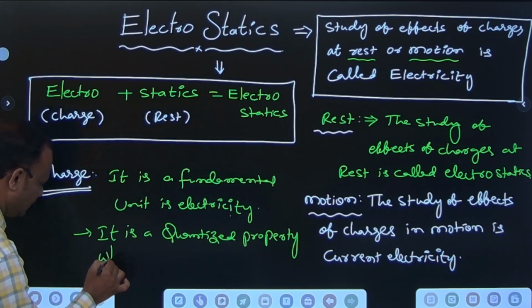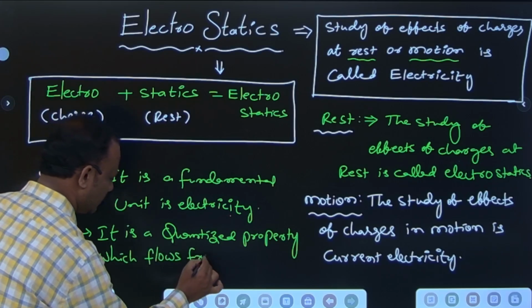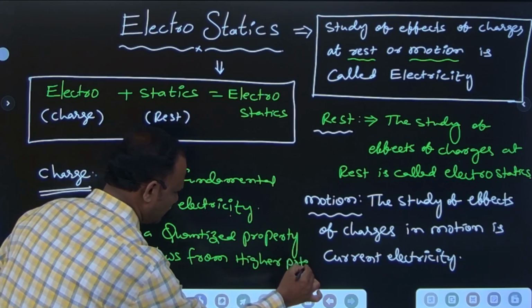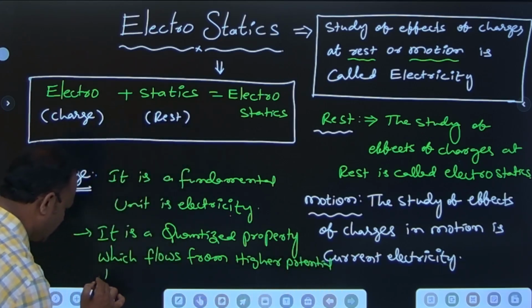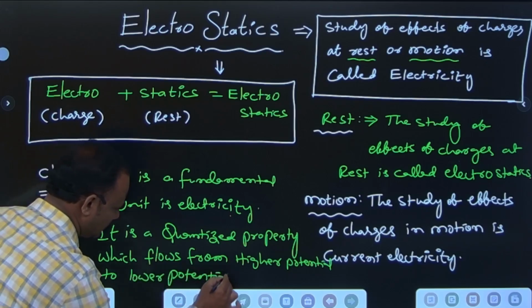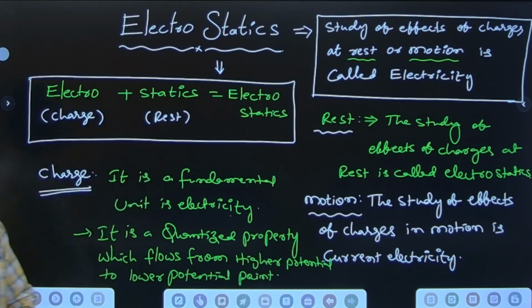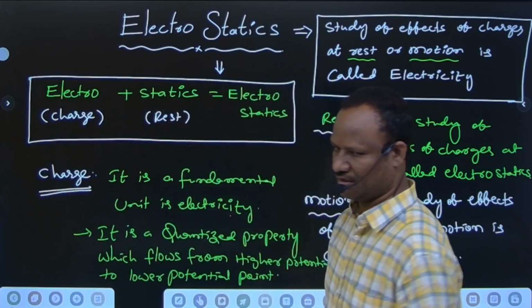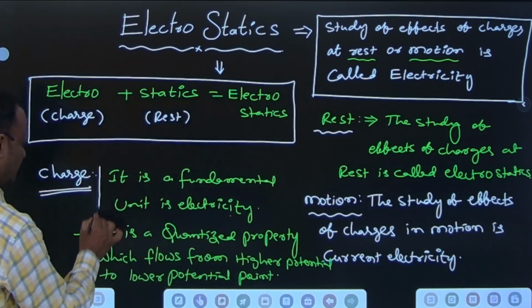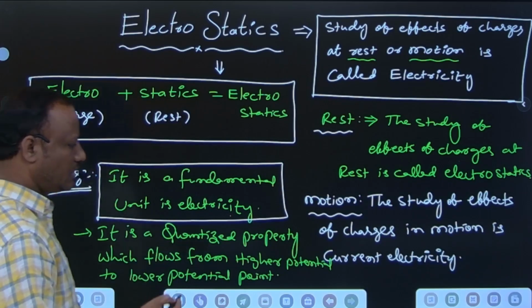It is a quantized property which flows from a higher potential point to a lower potential point. This is charge. When a charge is at rest, when a charge is in motion, the charge is the fundamental unit of electricity, a quantized property.